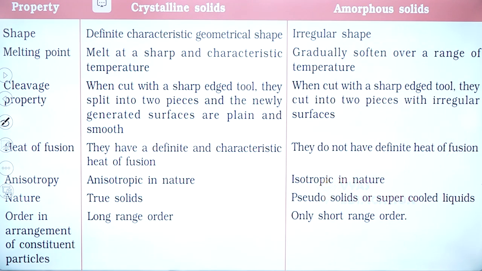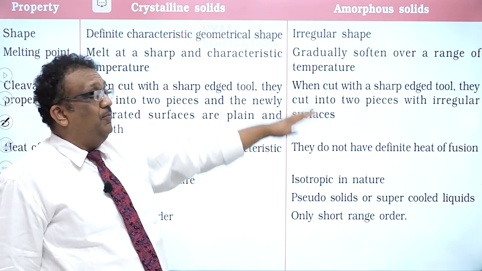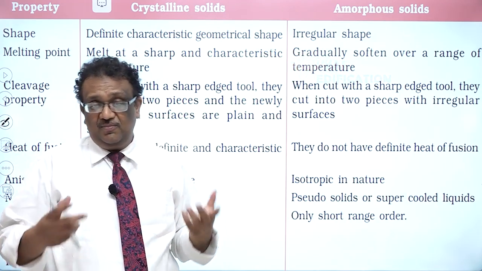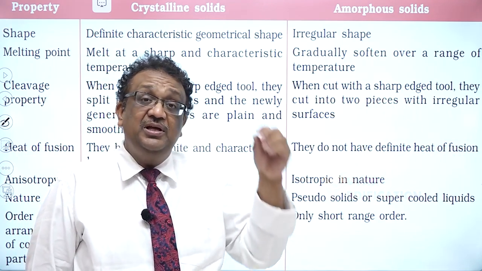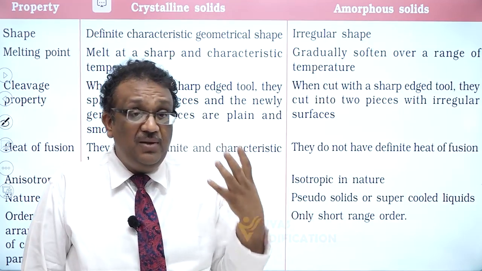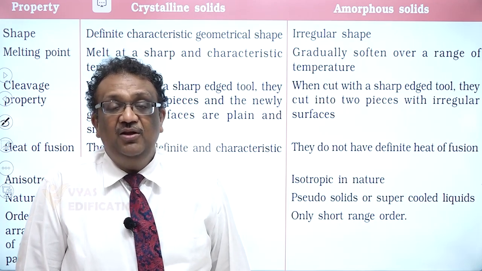You could talk about the shape, melting points, cleavage property, enthalpy of fusion, isotropic or anisotropic nature, and arrangement of constituent particles. These are various points on which you can compare crystalline and amorphous. Crystalline solids have a very well-defined geometrical shape. Amorphous may not have that, right? But please remember, if an individual particle is very regularly shaped, the overall solid may still be amorphous, because the arrangement in which those particles are there may not be very regular.